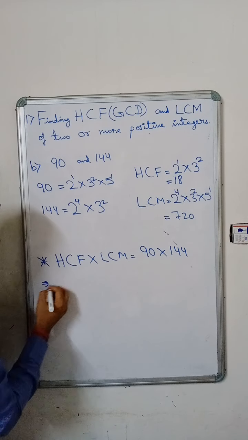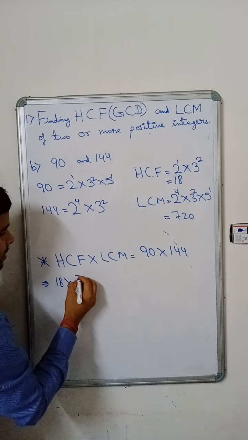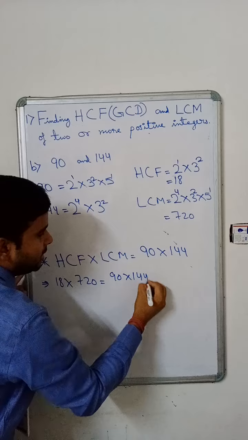Just note down. HCF is how much? 18. LCM is how much? 720. And this is 90 into 144. Let us multiply.